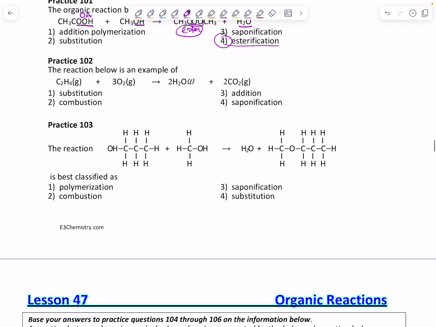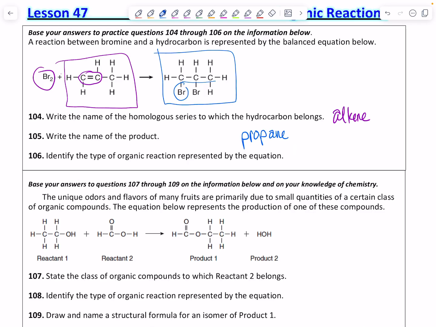Then the next thing says to write the name of the product. The product is over here on the right side. I can see there are 3 carbons, so that's going to be prop. Then they're all single bonds, so it's going to be propane. And I see that I have 2 bromines attached here, so it would be 1,2-dibromopropane as the full name for that.